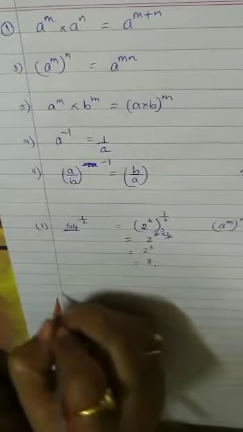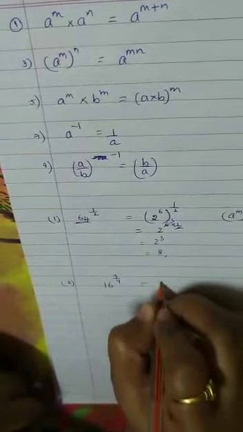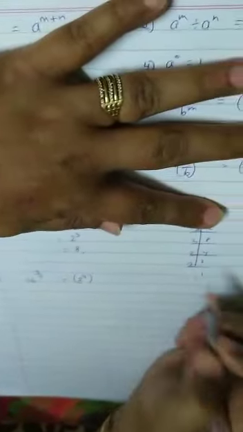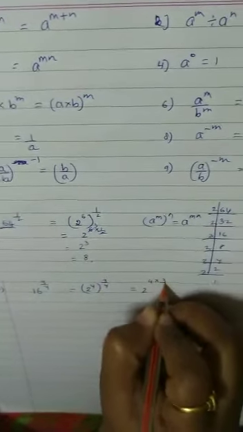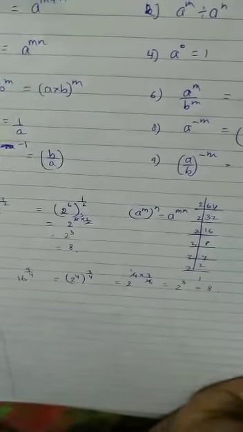Let's take one more example quickly. 16 raised to 3 by 4. I know 16 is nothing but 2 raised to 4. The whole raised to 3 by 4 gives me 2 raised to 4 into 3 by 4, and the 4 gets cancelled. We have 2 cubed, which is 8 again.